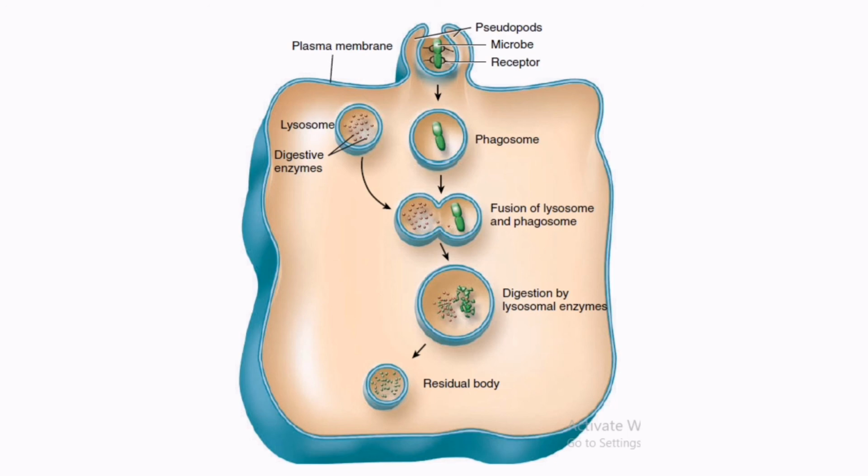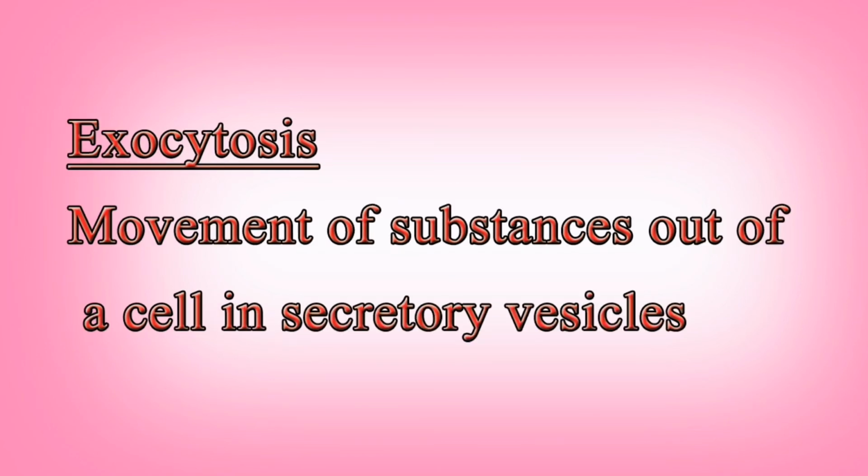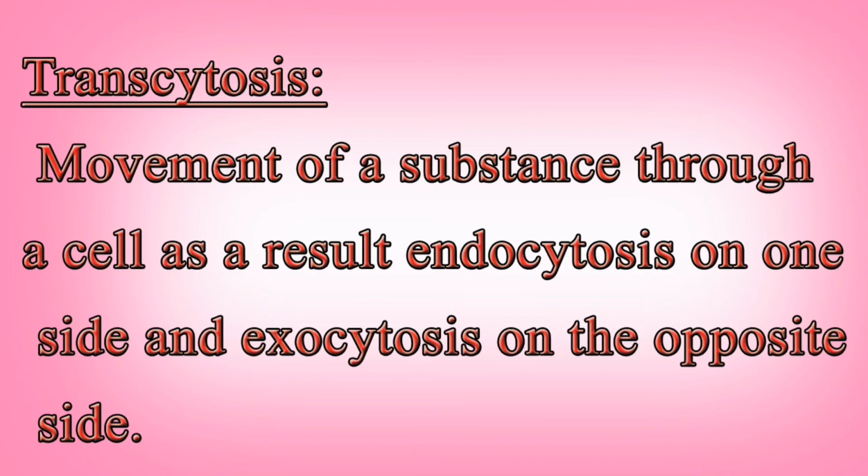Okay, examples of transport in vesicles. First, endocytosis. Endocytosis is the movement of substance into the cell in vesicles. Next, exocytosis. As the name implies, the movement of substance out of the cell in vesicles. And usually, these vesicles fuse with the plasma membrane and release their content into the extracellular fluid. Next is transcytosis. That is the movement of substance as a result of endocytosis on one side and exocytosis on the opposite side. So that is transport in vesicles.